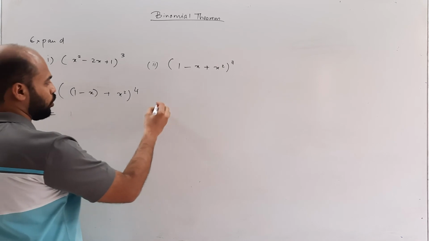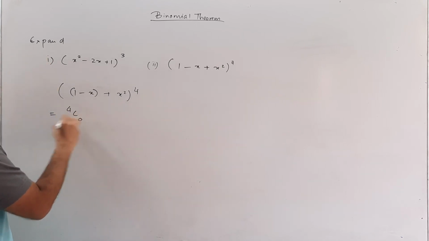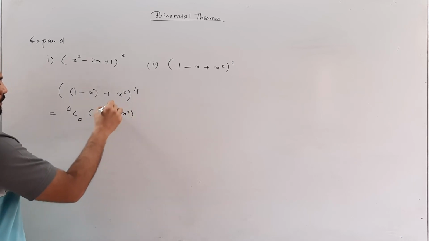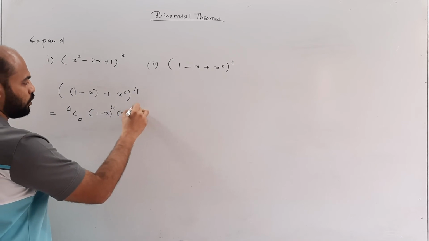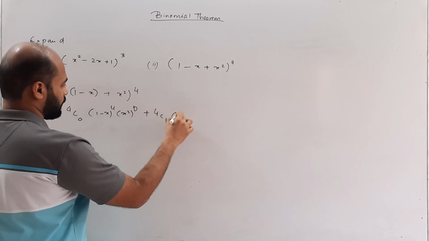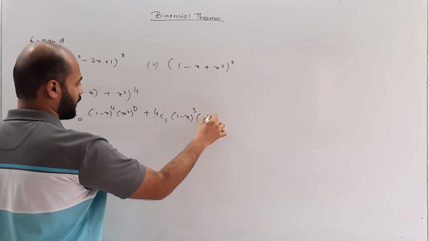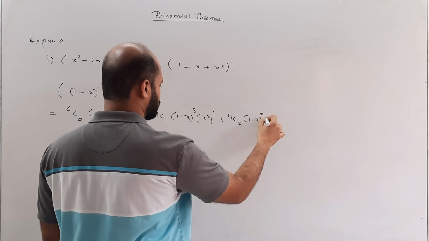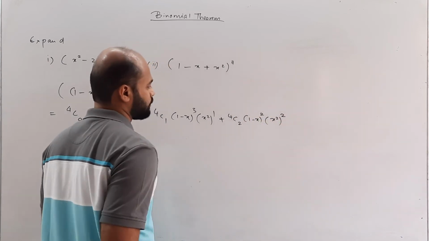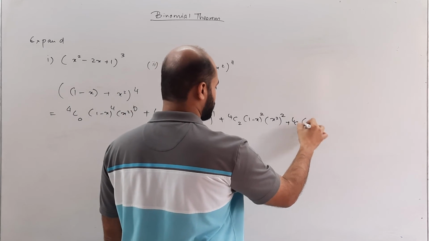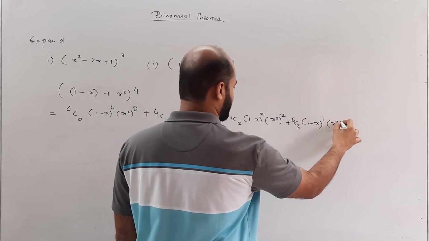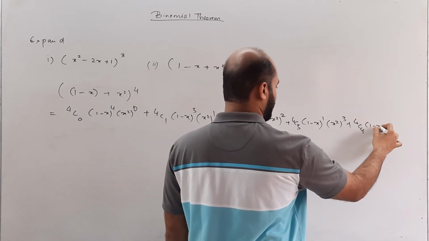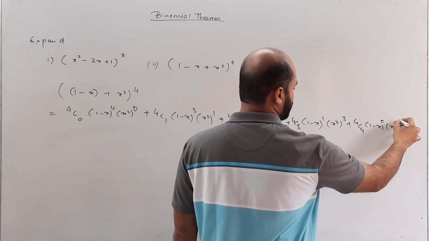of course the coefficients we know already, but then we can write as 4c0 (1 minus x) cubed raised to 0... this is going to be 4c1 (1 minus x) the whole cube x square raised to 1. This is 4c2 (1 minus x) raised to 2, x square raised to 2. This is going to be 4c3 next (1 minus x) raised to 1, x square raised to 3, and finally 4c4 (1 minus x) raised to 0, x square raised to 4.